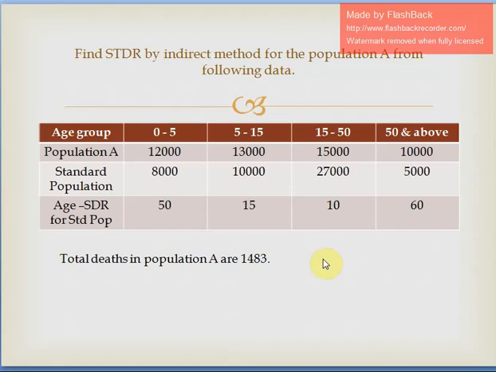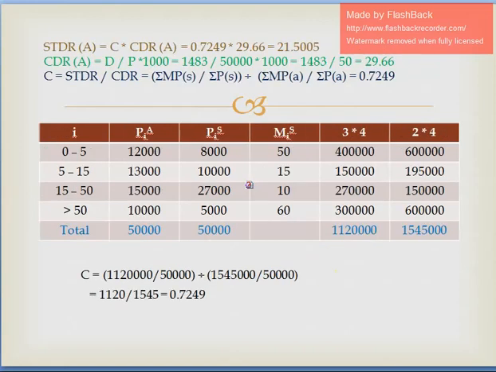The 1000 gets cancelled, so that gives us 1483 divided by 50, and that is 29.66. So CDR A comes out to be 29.66, one value in the formula STDR A equal to C into CDR A that we just calculated. Now we go for calculating the value of C.